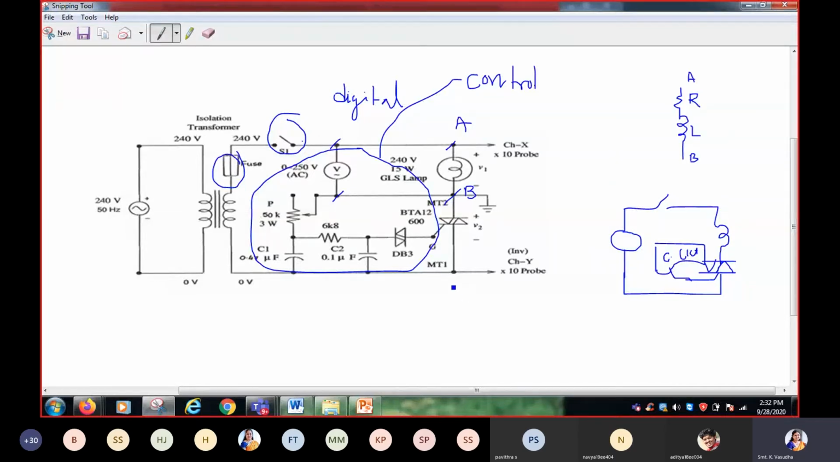Since we have mentioned in the experiment name that we are generating control pulses using a diac, this is the triac, sorry, this is the diac. The diac is used to generate the control signal to the triac. Now let me explain how the operation of this circuit will be.